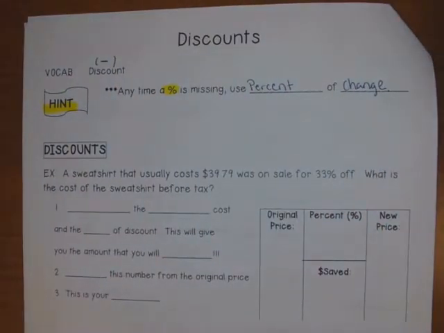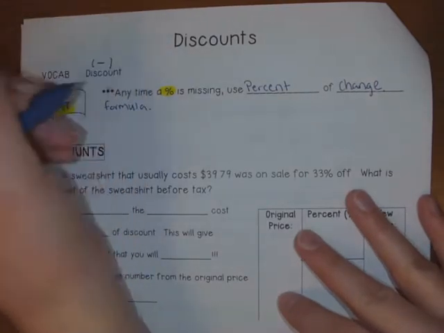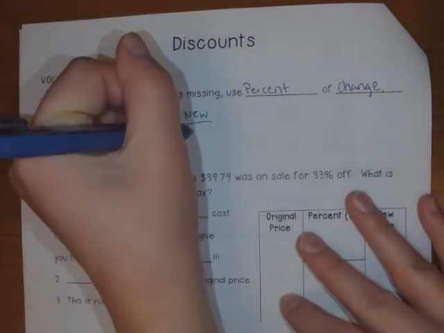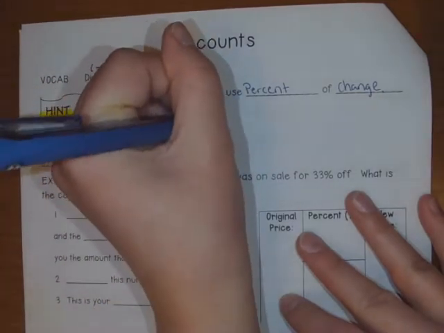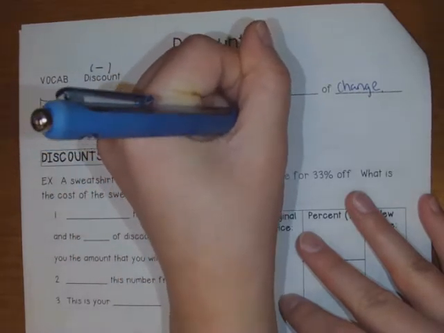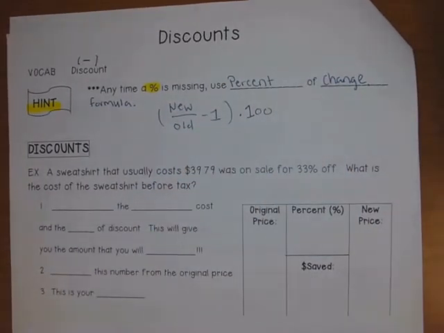formula. And if you don't know what that is, it's the new over the old, subtract 1 times 100. Hopefully you're getting the hang of that now. You've been seeing it for a few weeks. Okay? Now, so anytime you're missing the percent, you just do percent of change.